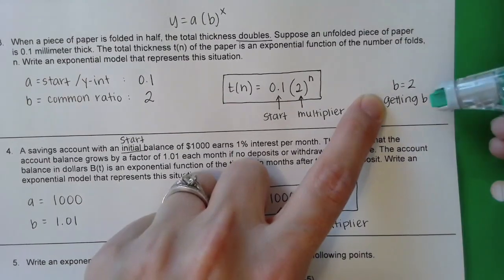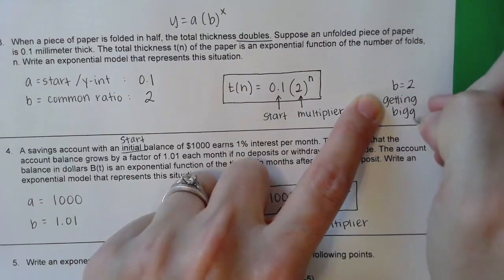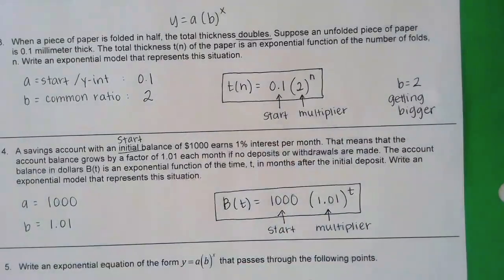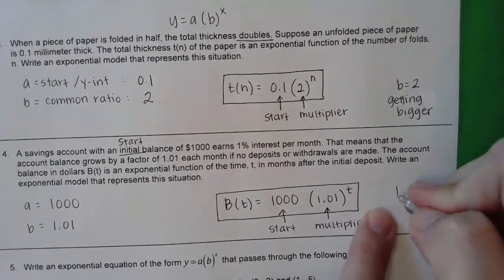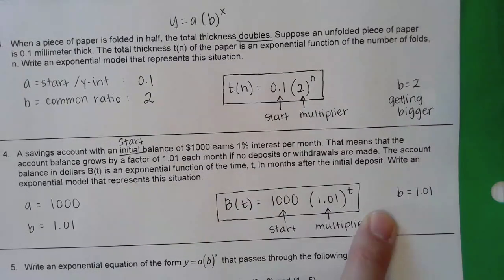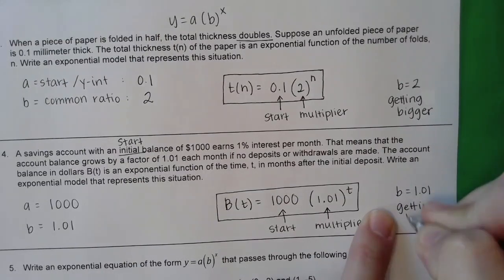The function value is going to be increasing. It's going to be going up because the number inside the parentheses is bigger than 2. It's going to be an example of exponential growth. And then on this one, your b is equal to 1.01, which is also bigger than 1, which means that as you go over time, this function is also going to be getting bigger.